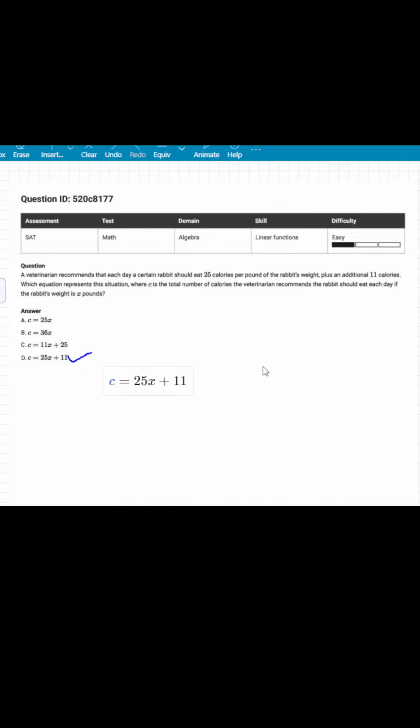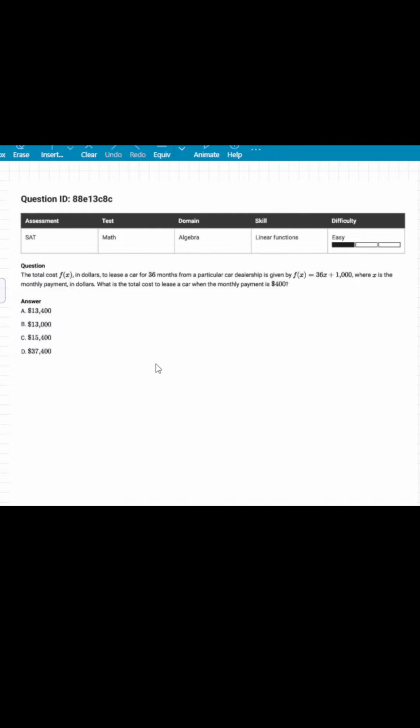Okay, now let's move on to the next question. Okay, so here the question is again on linear functions in algebra. So it is an easy question. So let us read the question and then you can attempt it and then we'll solve it together. So the total cost f of x in dollars to lease a car for 36 months from a particular car dealership is given by f of x is equal to 36x plus 1000, where x is the monthly payment. What is the total cost to lease a car when the monthly payment is 400?